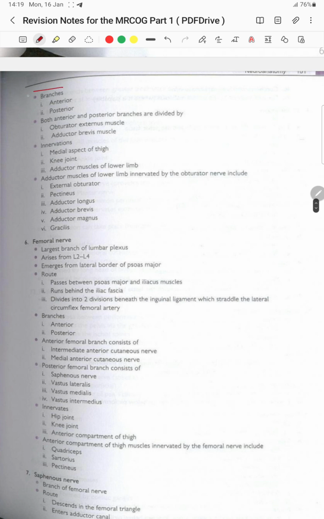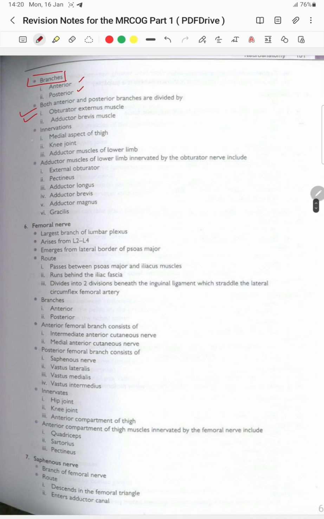The branches are the anterior and posterior. Both anterior and posterior branches are divided by the obturator externus muscle and the adductor brevis muscle. Innervations are the medial aspect of the thigh, the knee joint, and the adductor muscles of the lower limb. The adductor muscles of the lower limb innervated by the obturator nerve include the obturator externus, the pectineus, adductor longus, adductor brevis, the adductor magnus, and the gracilis.